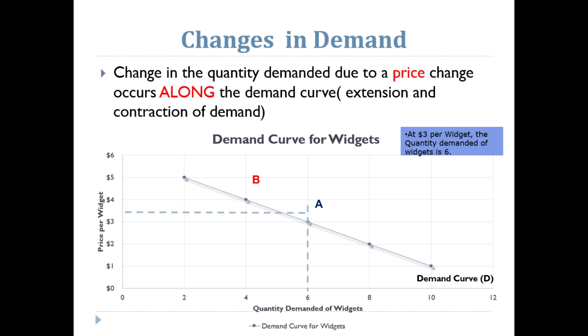Okay, that's what you have to remember. The extension and contraction of demand are shown with the help of the same demand curve. Extension means downward movement along the same demand curve. Contraction means upward movement along the same demand curve. Okay.